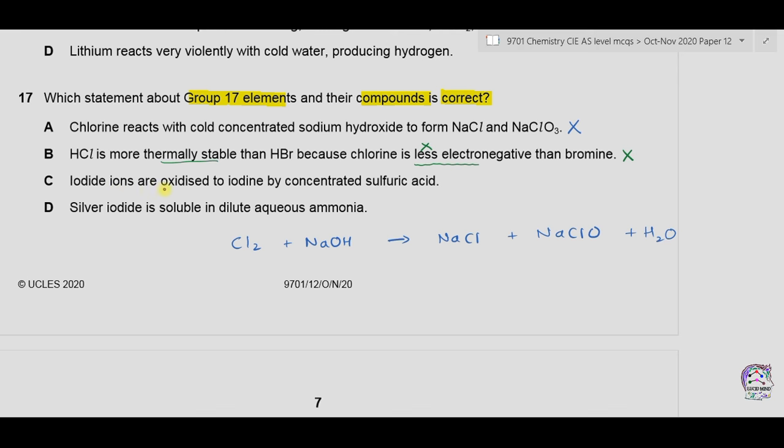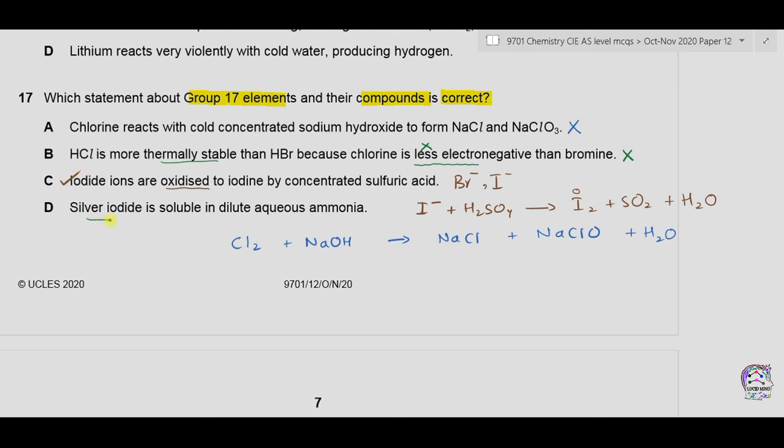C. Iodide ions are oxidized to iodine by concentrated sulfuric acid. Now we know that concentrated sulfuric acid can oxidize bromide and iodide. It cannot oxidize fluoride and chloride ions. With iodide ion, sulfuric acid will form iodine along with sulfur dioxide and water molecule. The oxidation state of iodide has changed from -1 to 0, so therefore this is oxidation. So C seems to be correct.